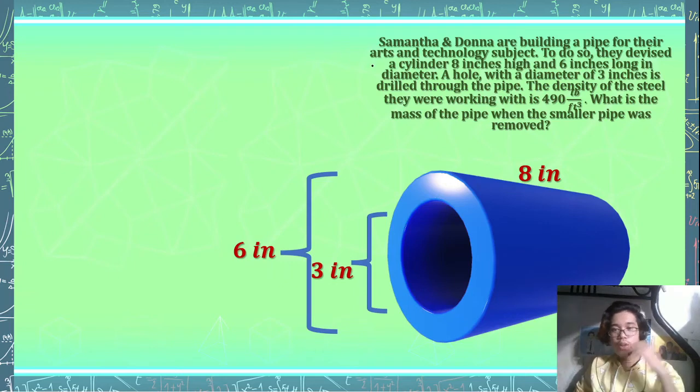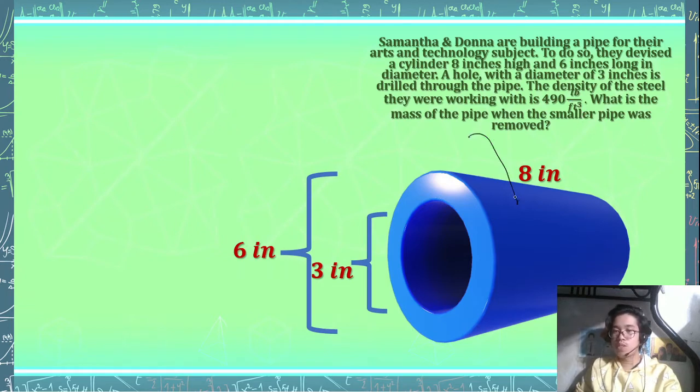So for our fifth problem, let's try this one. Samantha and Donna are building a pipe for their arts and technology subject. To do so, they devised a cylinder 8 inches high and 6 inches in diameter. A hole with a diameter of 3 inches is drilled through the pipe. The density of the steel they were working with was 490 pounds per cubic feet. So what is the mass of the pipe?